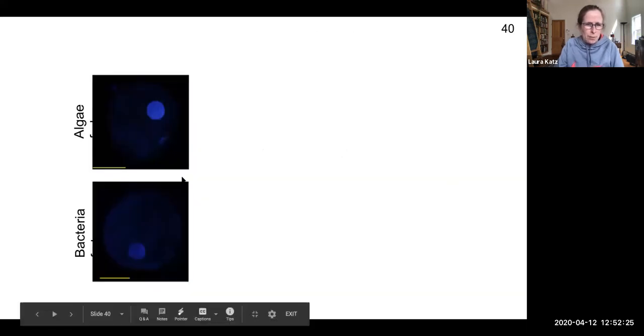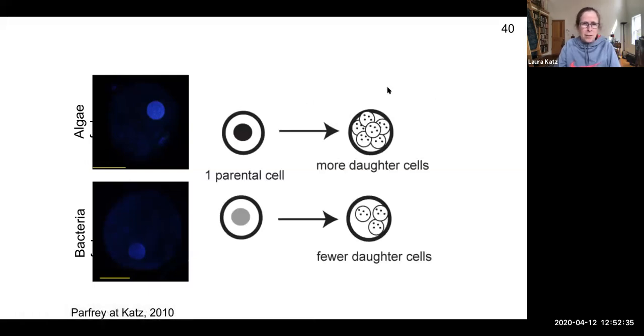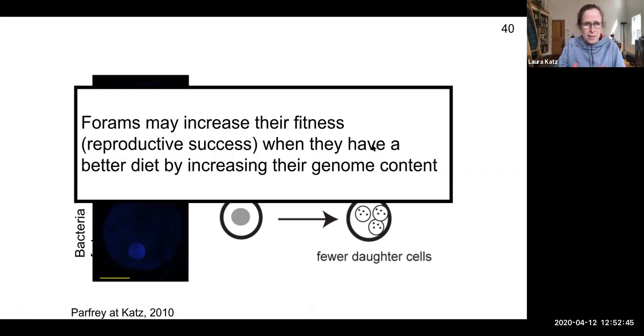So a summary of this here, this doesn't project super well. Here's a foram with one nucleus and another bacterial fed foram with one nucleus, bright nucleus, less bright nucleus. The idea is when they're fed algae, they give birth to more daughter cells, they make more DNA, and the bacterial fed give birth to fewer daughter cells. This is a hypothesis. We didn't test that. But the end story is that forams may increase their fitness when they have a better diet by increasing genome content.